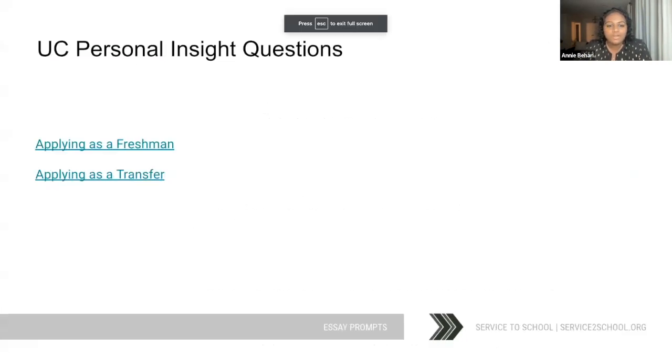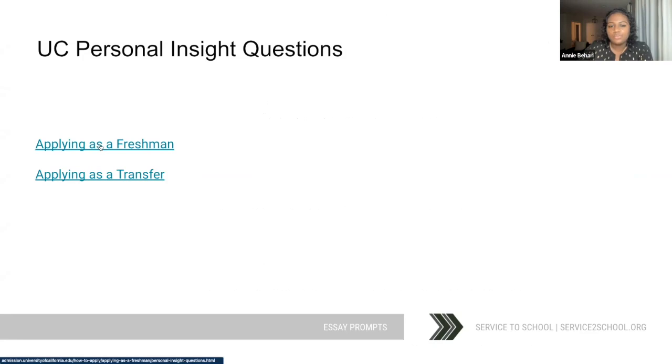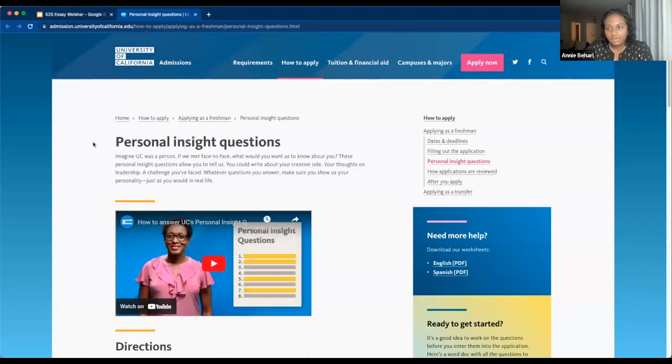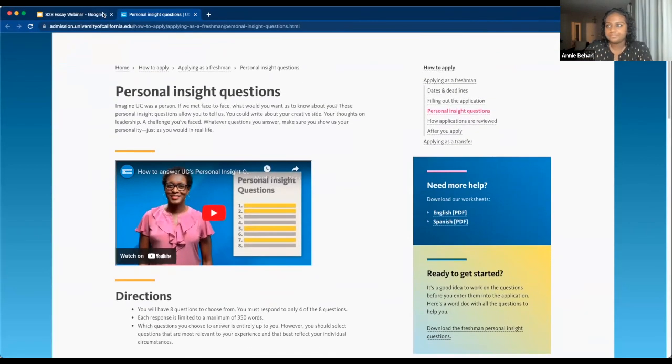Let's also talk now about the UC personal insight questions. Earlier I said that I refer to them as essay questions. The UCs actually don't do that. They don't want them to be called essays because these are not essays. They are PIQs, and they're meant to highlight a specific part of your identity or your interest, depending on the questions you answer. So really for these, there's no room for narrative. These are clear questions that you have to answer.